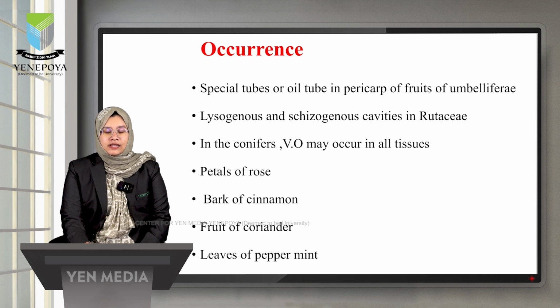And in the coniferae, volatile oil may occur in all tissues, then in petals of roses, bark of cinnamon, fruit of coriander, and leaves of peppermint, all have that volatile oil.